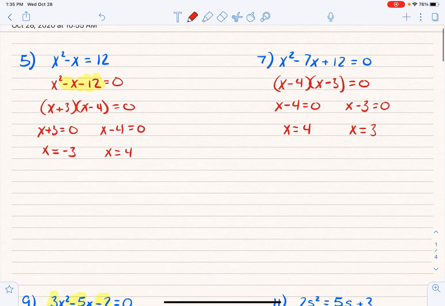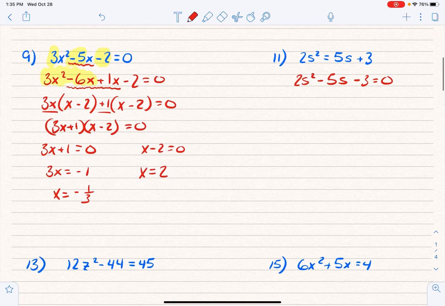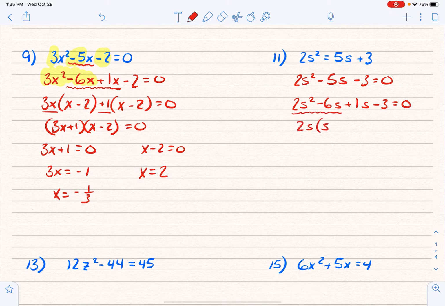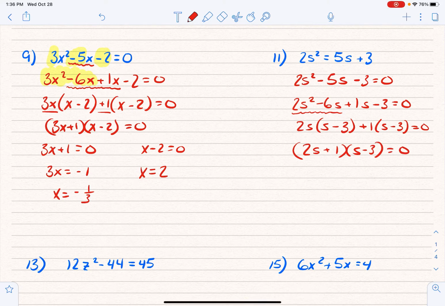Let's see here. Yeah, and so I'm going to break that up and say 2s squared minus 6s plus 1s minus 3 equals 0. Factor those first two terms right here. You take a 2s out, which leaves you with s minus 3. The next one, you take a 1 out, which leaves you with s minus 3. And so then we get 2s plus 1 times s minus 3. And all of that, the product of those two is equal to 0.